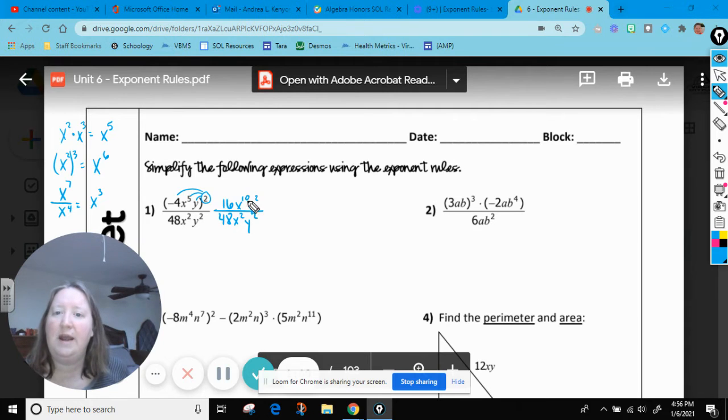So now I can cancel out. You can divide 16 divided by 48. Actually, that's simplifying a fraction. It's not really division. But then you also have these exponents to deal with.